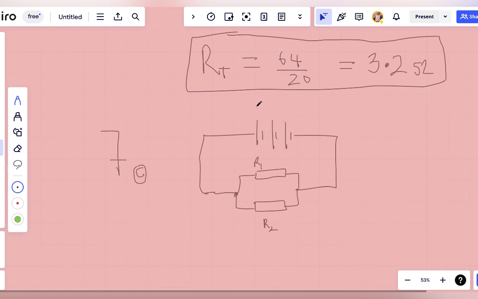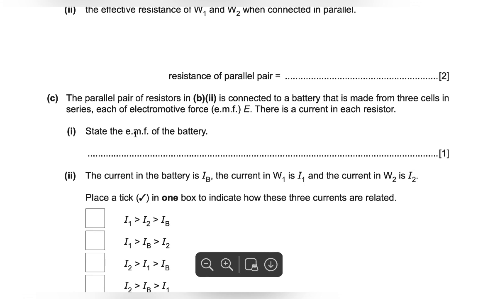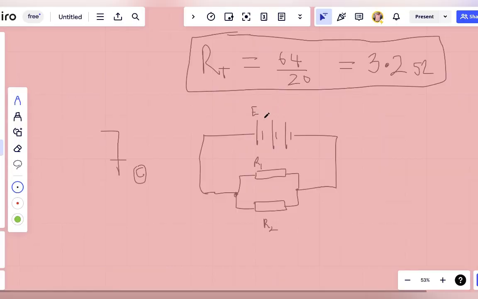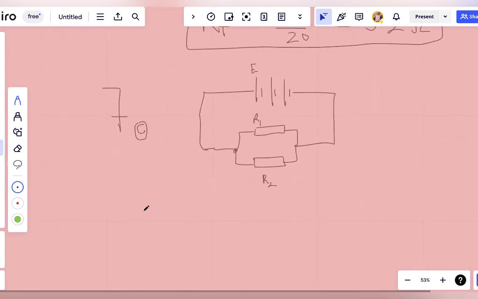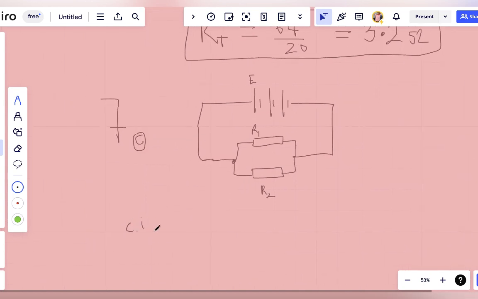Each of these cells has EMF E. So if you want the total EMF here, it will be 3E, since they designate the value E for the EMF. The question says state the EMF of the battery. So the EMF of the battery will be 3 times E, because each cell has EMF E. So the total EMF will be 3E.